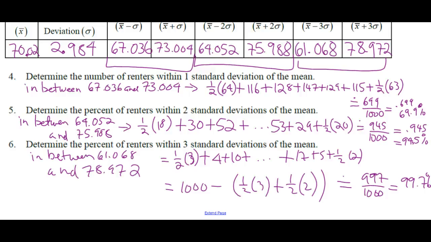Almost everybody lies within 3 standard deviations of the mean. Okay? There are still 0.3%, right? Or 3 out of 1,000 that don't lie within that, right? But out of the 1,000 renters that we had, only 3 of them are outside of this range from 3 standard deviations below the mean to 3 standard deviations above the mean. Right? And you will see this distribution occur over and over.